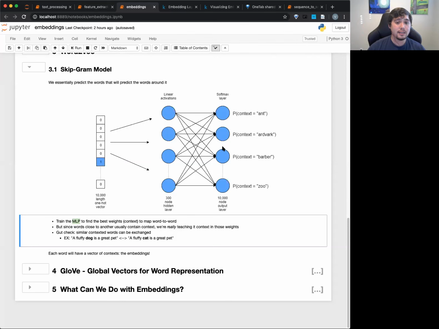So the idea here is that you want to train it: if I take the word dog, what's the probability that the word jump is going to be around it? What's the probability the word cat is going to be around it? What's the probability of the word house being near the word dog?